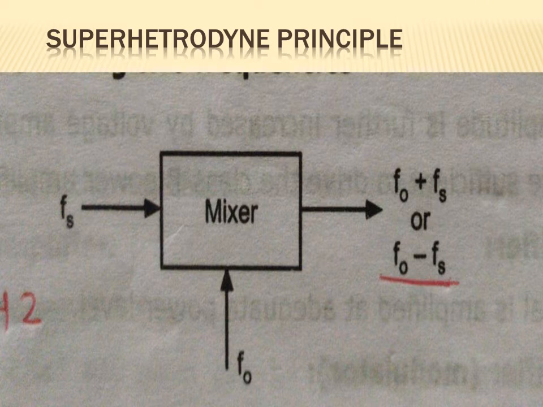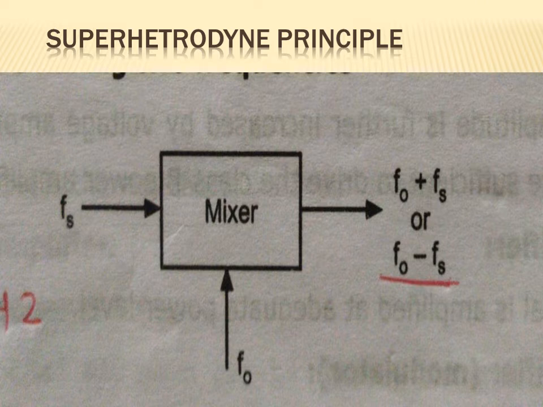Okay. To avoid the problems of TRF radio receivers, we are using the superheterodyne receivers. The problems or disadvantages of this TRF radio receiver are instability, variations in bandwidth over the tuning range, insufficient selectivity, and poor adjacent channel rejection capability. So to avoid these problems, we are using the superheterodyne principle.